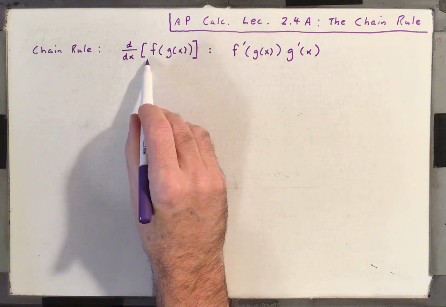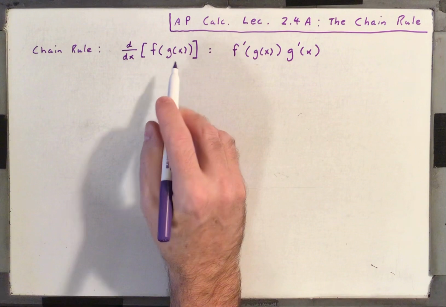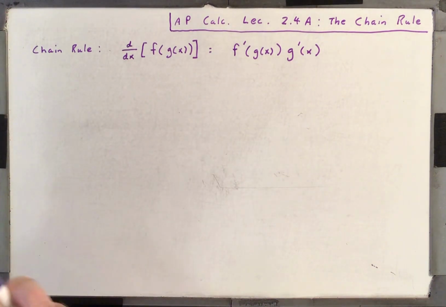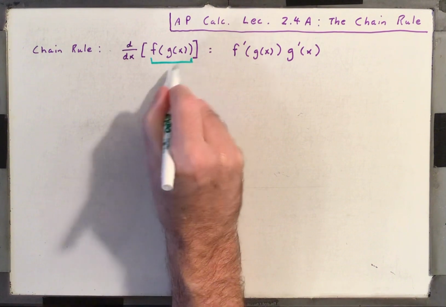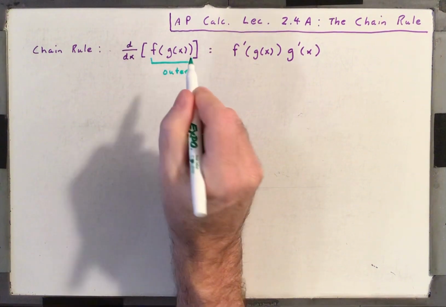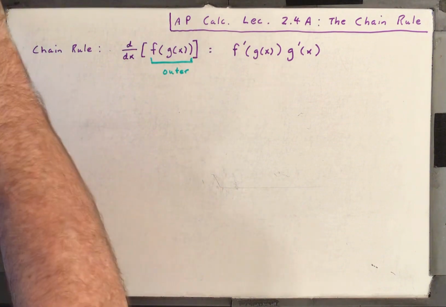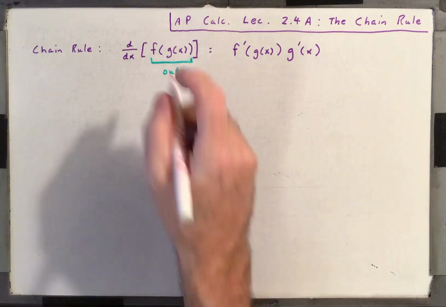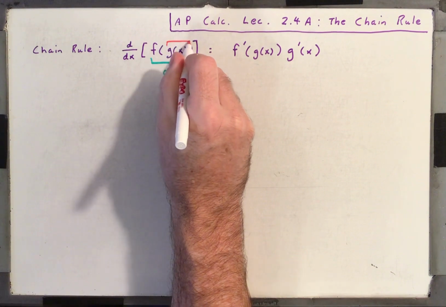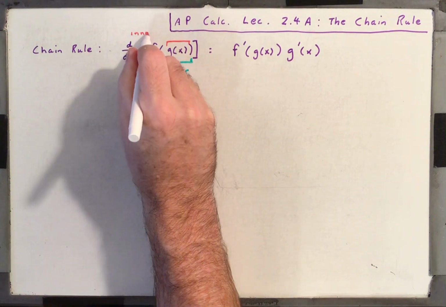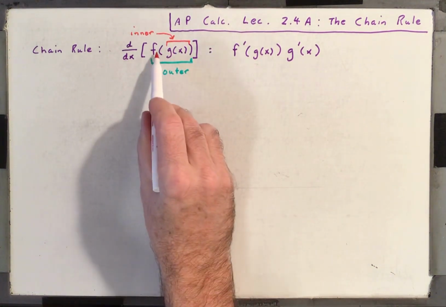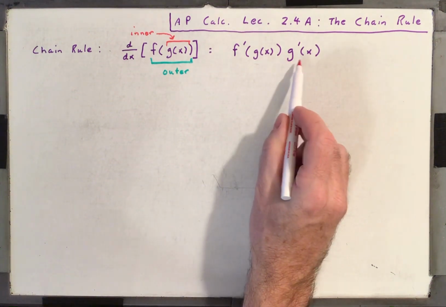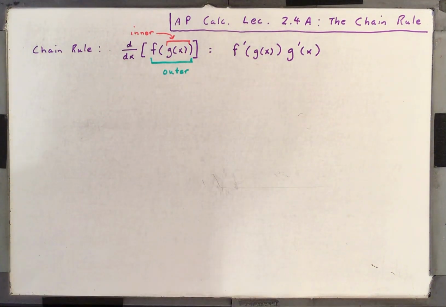So think of it as the derivative of the outer function. The outer function is f of g of x. In green, that's the outer. And then the inner function would just be g of x. So you take the derivative of the outer function, which is f prime of g of x, times the derivative of the inner function, g prime of x.